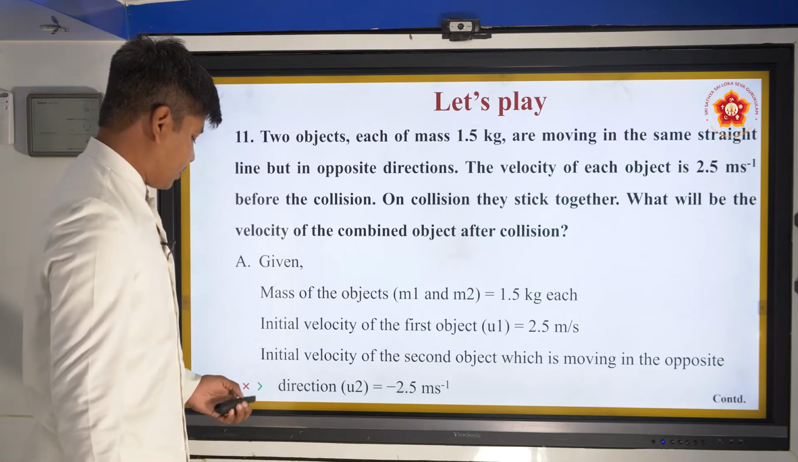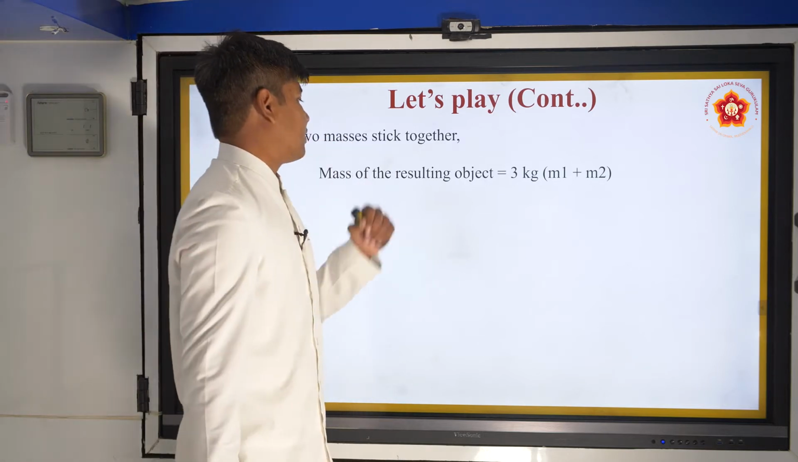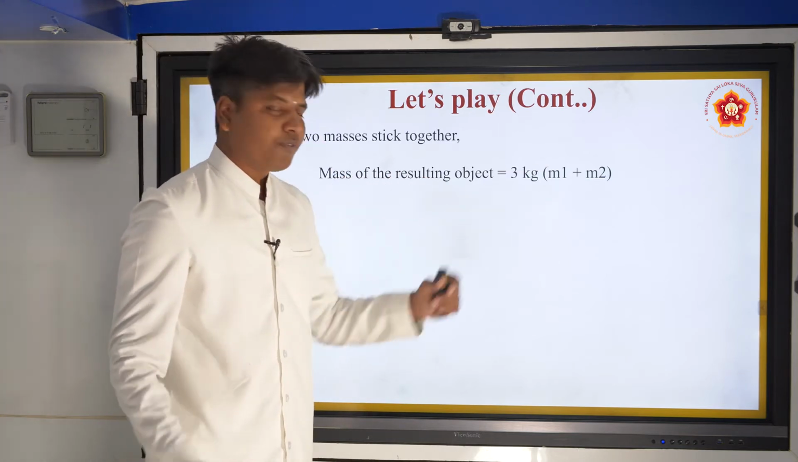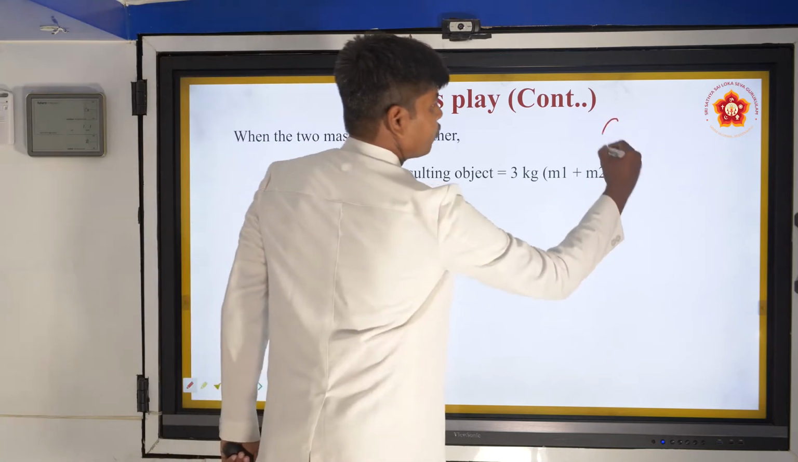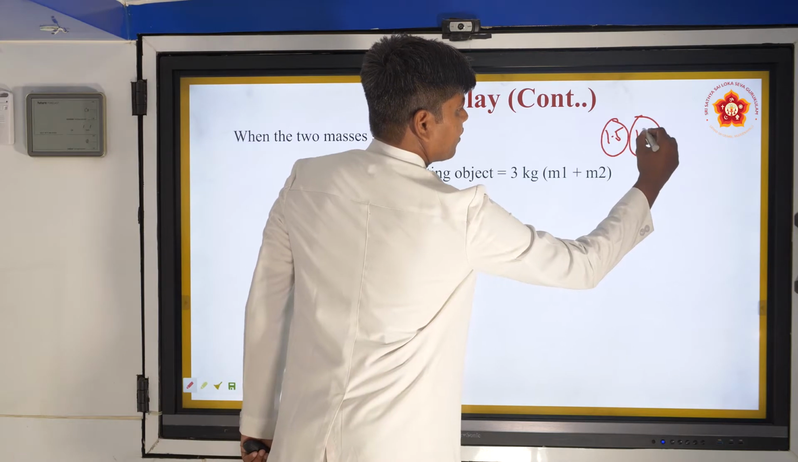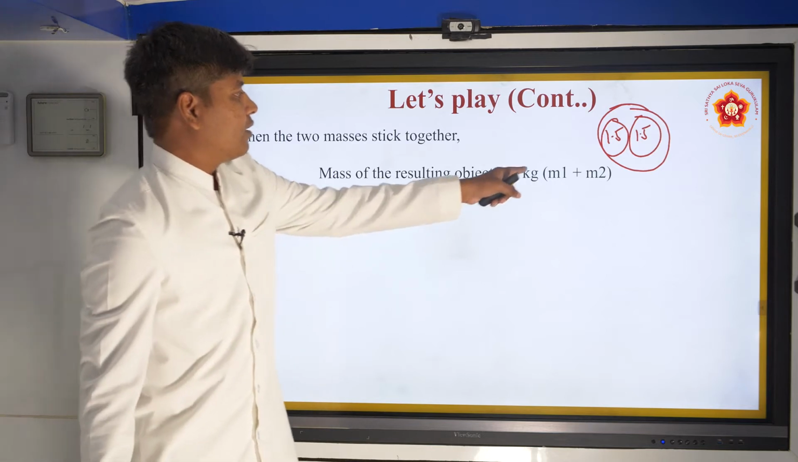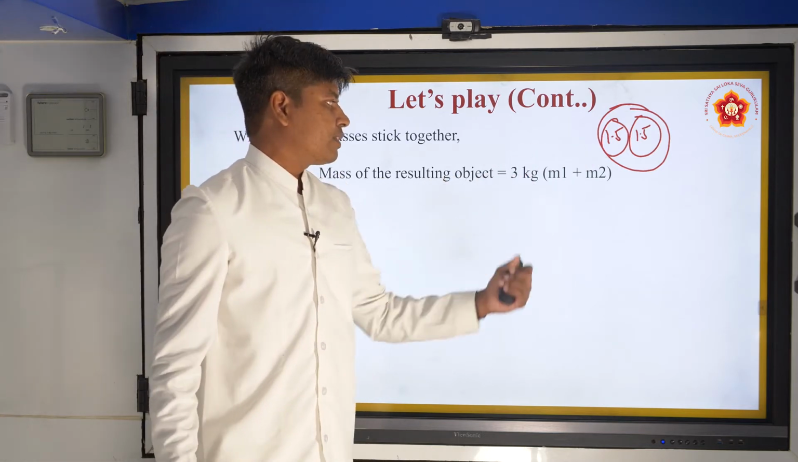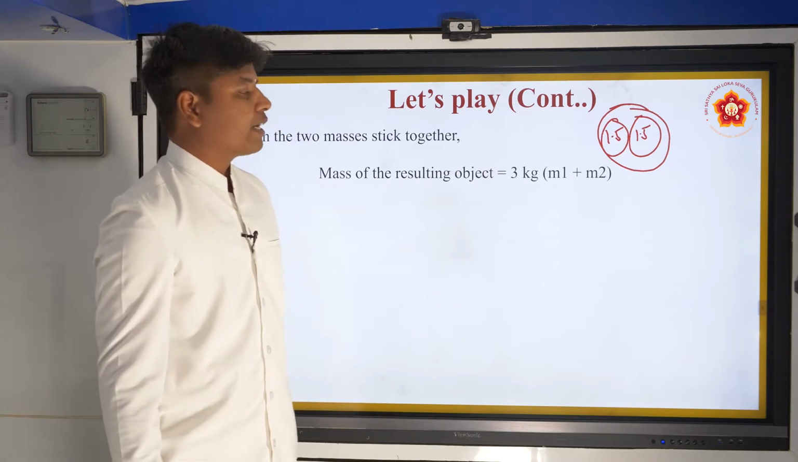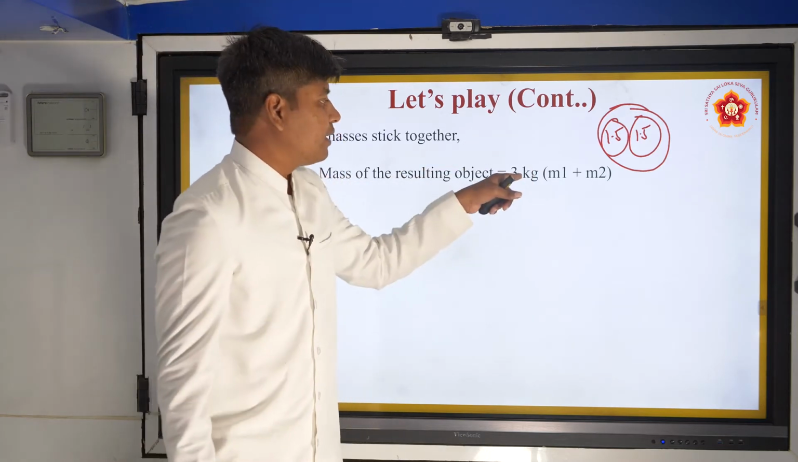Now let us proceed. When the two masses stick together, what is the mass of the resulting object? You have two masses, 1.5 and 1.5, sticking together to form one body. What is the mass of this system? m1 plus m2. You need to add the two, so it becomes 3 kg. Before collision they are individual; after collision, they stick together and become 3 kg.